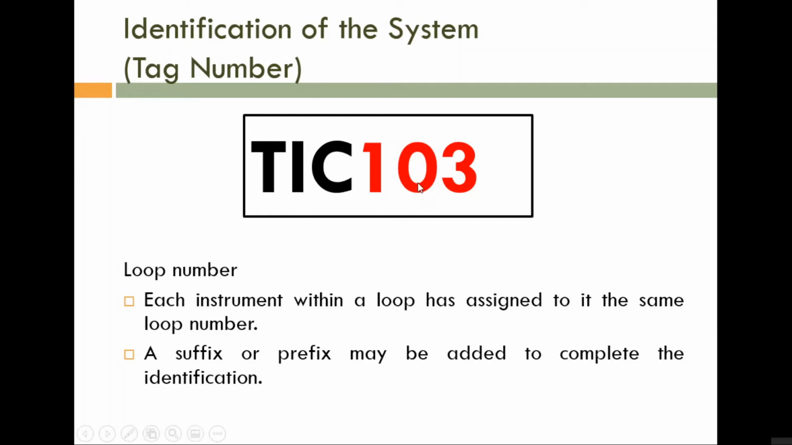So the question is, how can we identify these different instruments? This alpha part, the character part, will be different. So please note 103, the number part, is used to identify the loop. The number part is known as the loop number. Each instrument located within a loop has the same loop number.